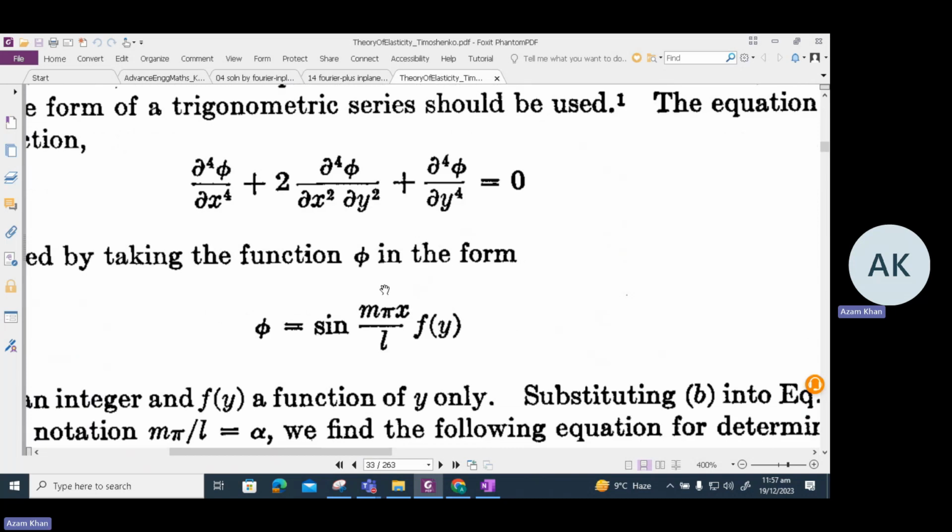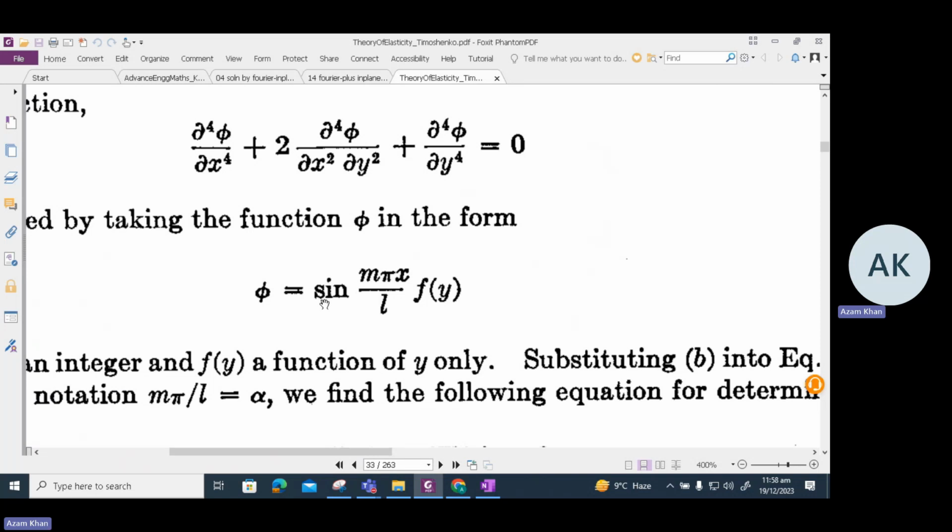So we define our stress function equal to sine m pi x over L times F(y). Thus, we have separated our terms into x and y, and both terms are getting multiplied with each other. As we know from our previous discussion, separating our variables in this fashion will help us get ordinary differential equations in the end.